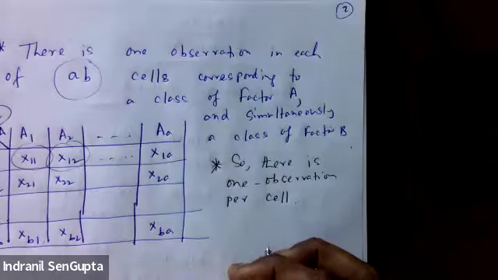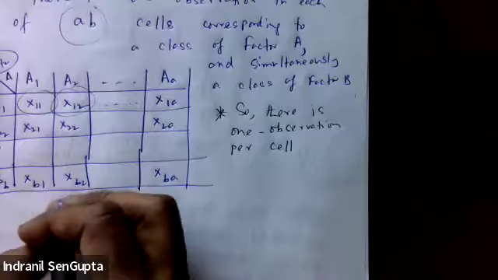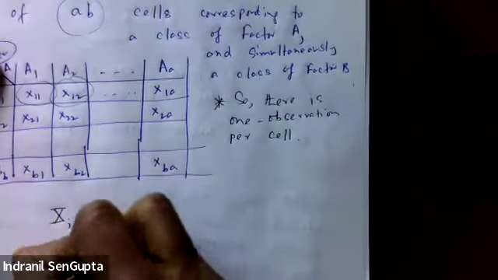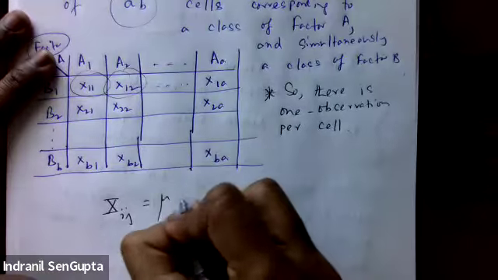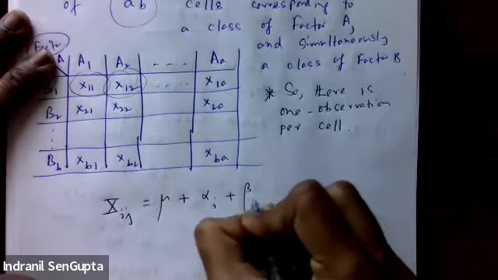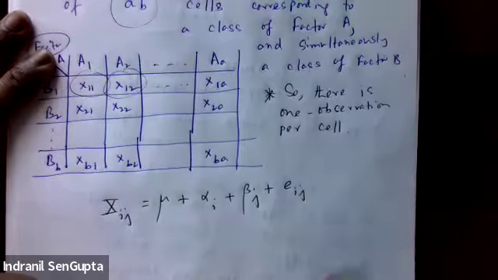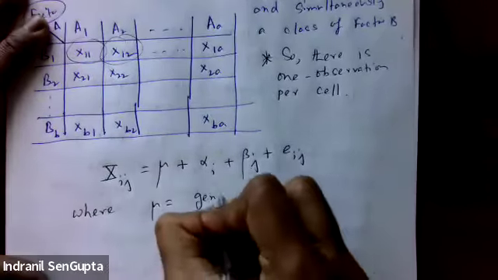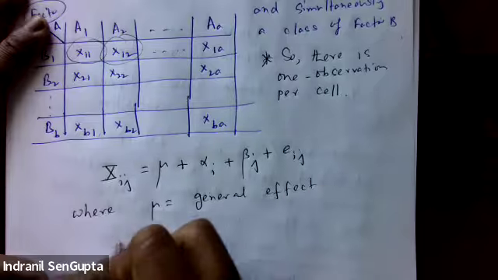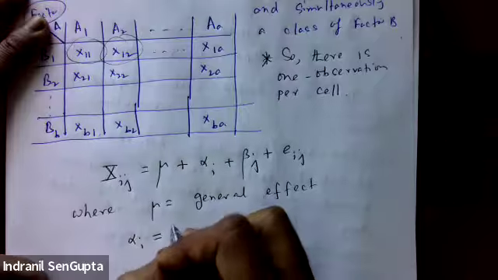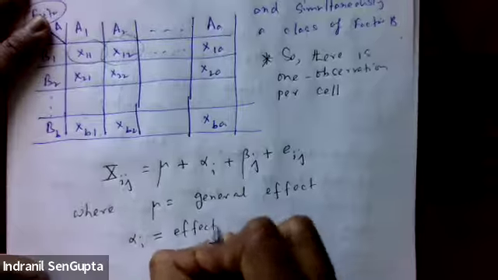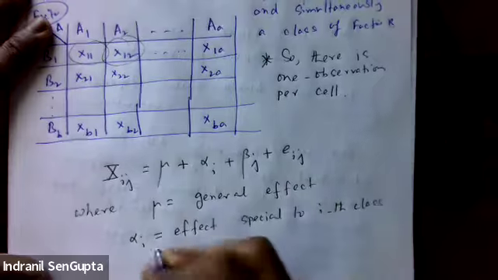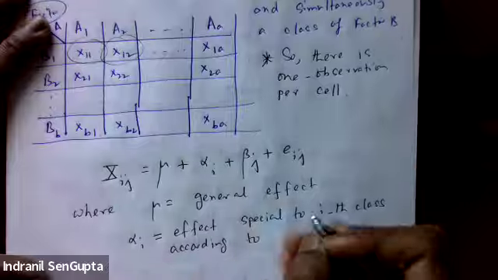Now we'll try to model this. Our model will be the following. We'll write X_ij as mu plus alpha_i plus beta_j plus e_ij. This e_ij is purely an error term, where we'll call mu the general effect, and alpha_i is the effect special to the ith class according to factor A.